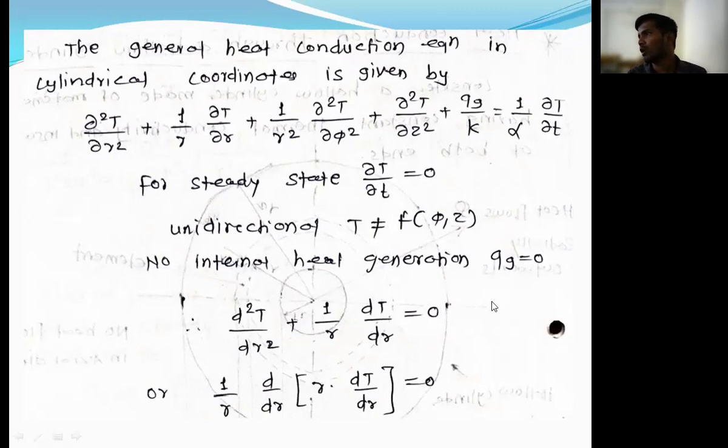Okay, so we have to put this value into this equation and we get the equation as d square T upon dr square plus 1 upon R dT by dr is equal to 0.